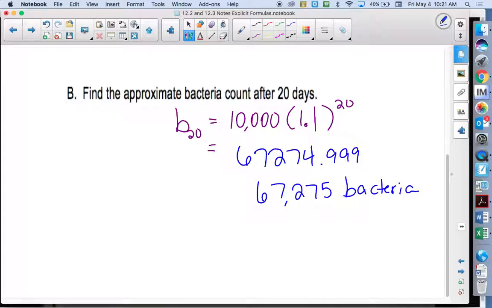So our bacteria count, this is only 20 days later. It started with 10,000 and now it's 67,275. 20 days later.